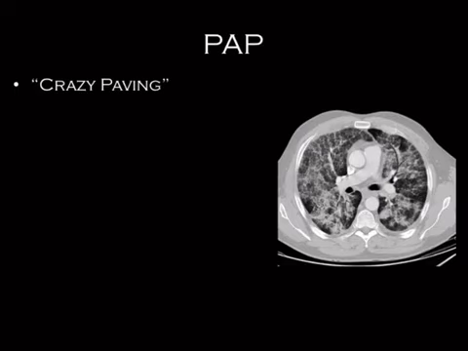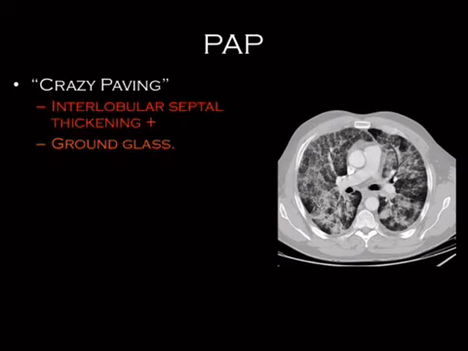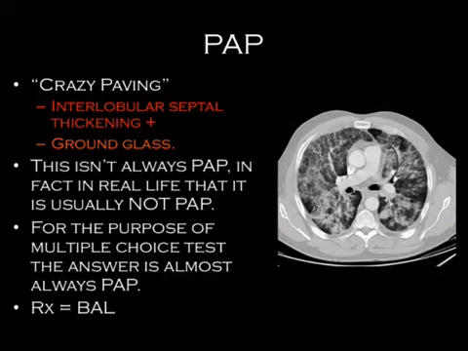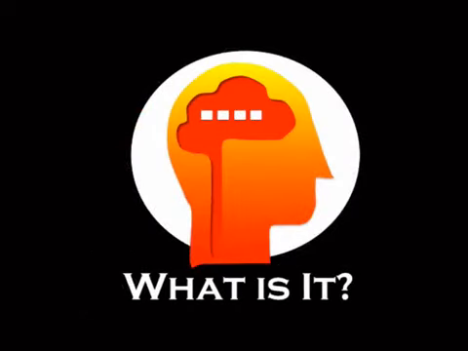So what is crazy paving? Crazy paving, by definition, is this ground glass opacity that has intralobular septal thickening. The treatment, if someone would ask, remember, people who write questions want radiologists to be real doctors, so they know treatments. It's an alveolar lavage. That's how they try to treat this.